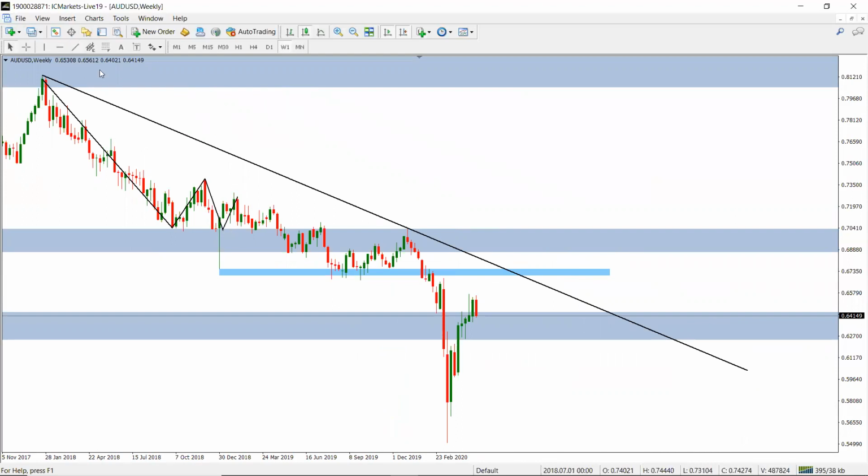You can see price making lower high structures and lower low structures. A lower high, a lower low. We have another lower high structure, a lower low structure, then the last lower high structure. Then before the pandemic started, with the bushfires in the Australian economy and the old trade war, boom, we had a crash here.